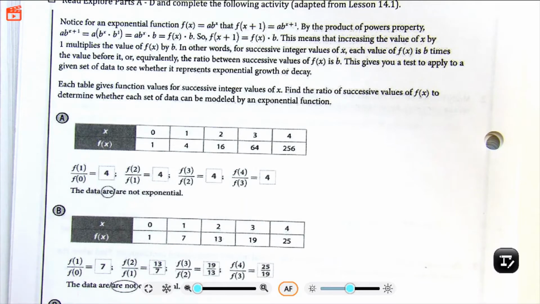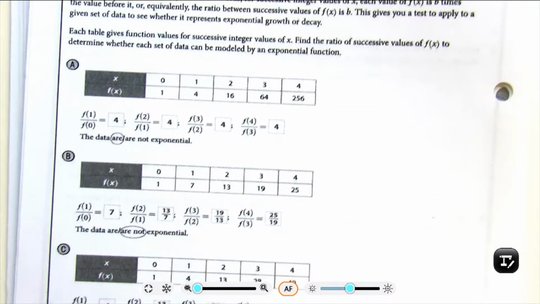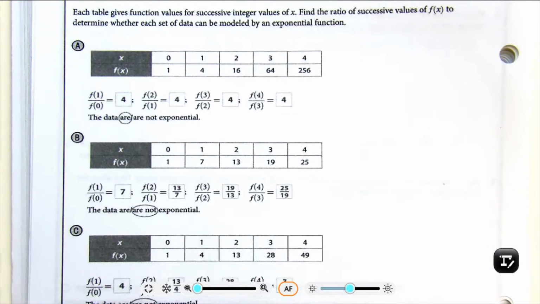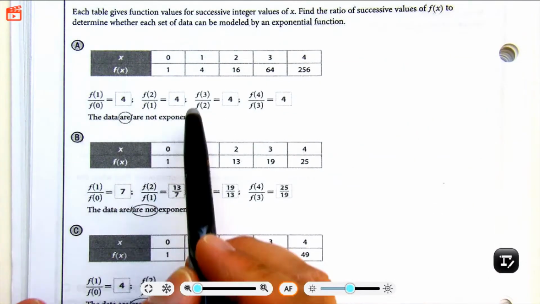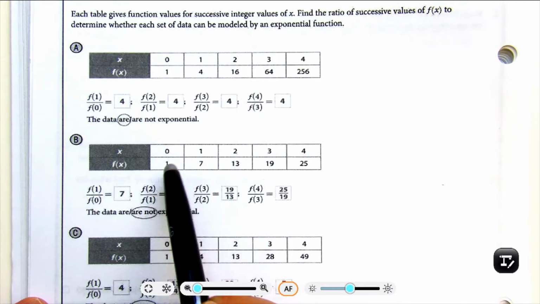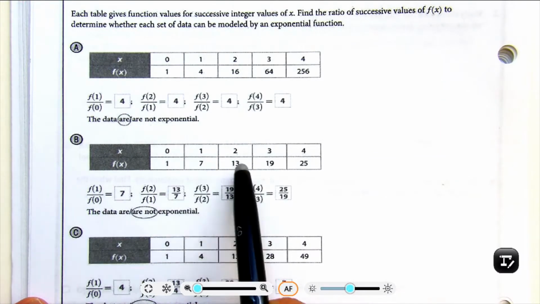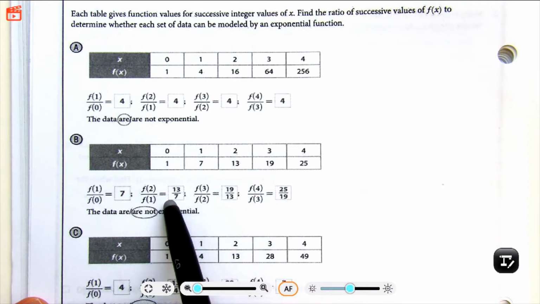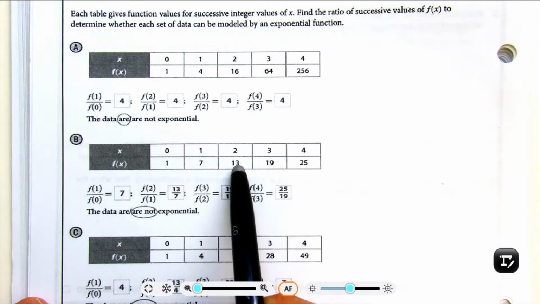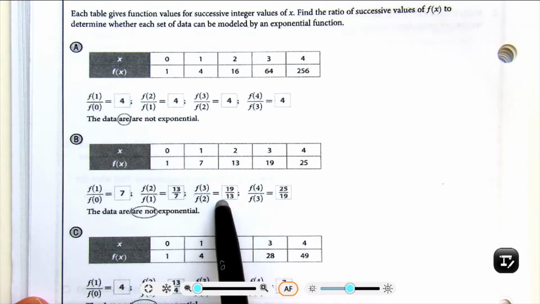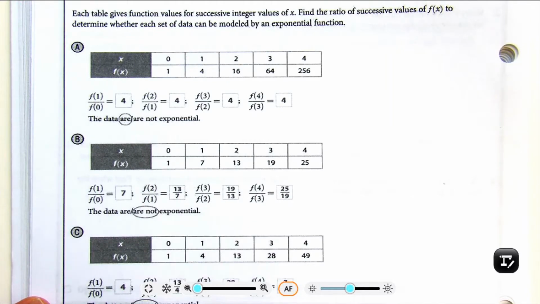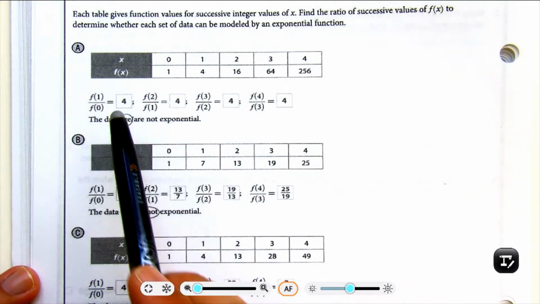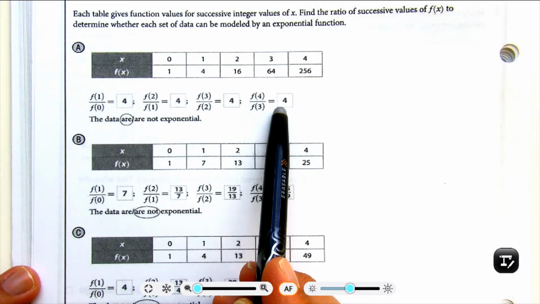Versus if we were to compare some other tables, let's look at B. If we find the ratio of the first two, 7 divided by 1 is 7, but then when we do the second two, 13 divided by 7, that is not 7. And 19 divided by 13, that is not 7. So this is an example of something that is not exponential. For something to be exponential, the ratios need to equal the same value.